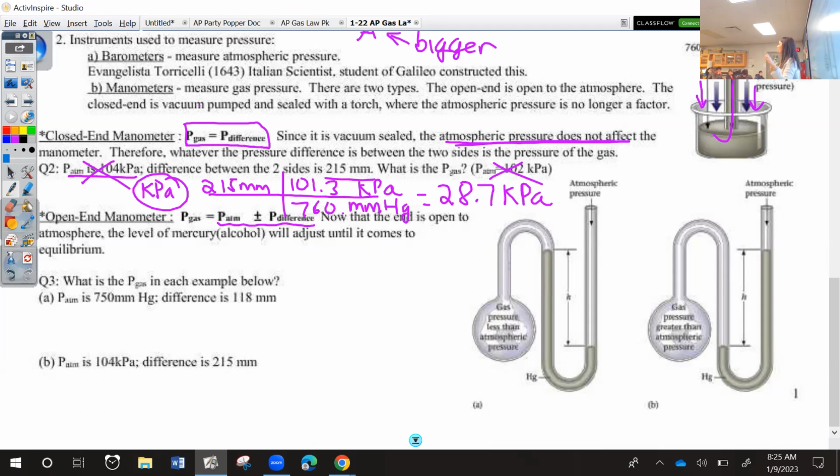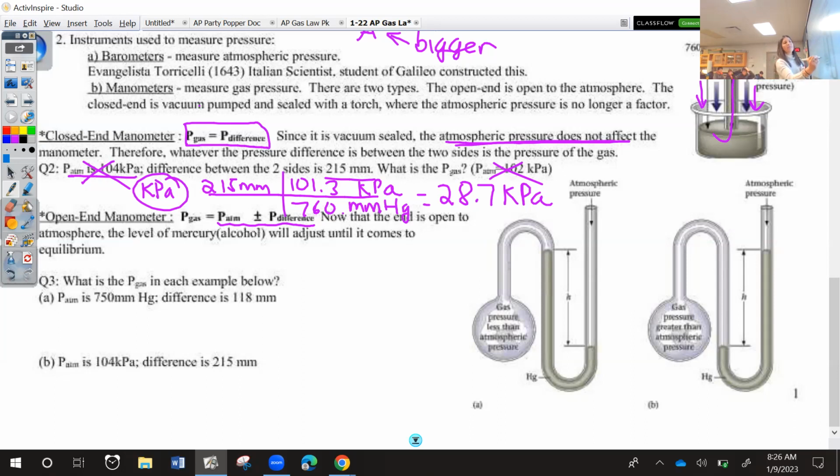Some people will memorize, like if it's higher on the right or lower on the left, but you really just want to think about it. If the pressure of the atmosphere is greater, then the pressure of the gas should be less, right? So what would you do if it's less? You would subtract, okay? If the pressure of the gas is greater than the pressure of the atmosphere, then we should add. It's pretty easy, okay? So you need the atmospheric pressure for sure, and then you're either going to add or you're going to subtract.